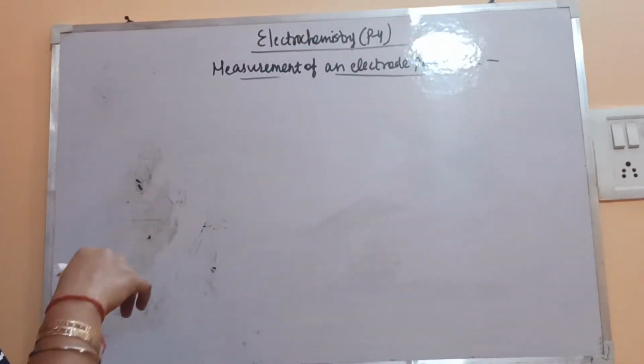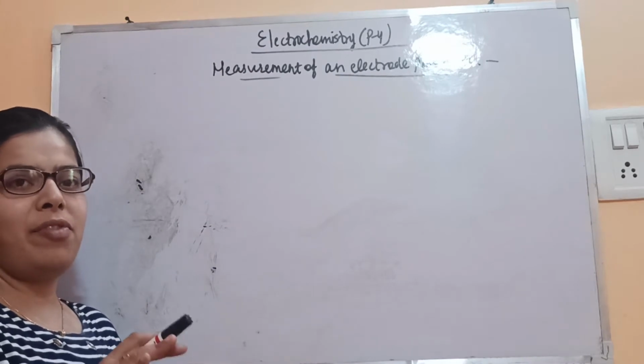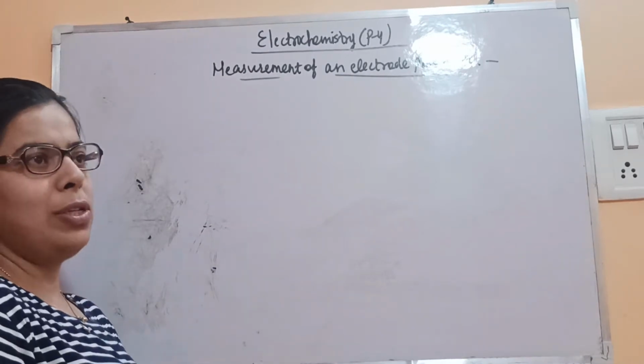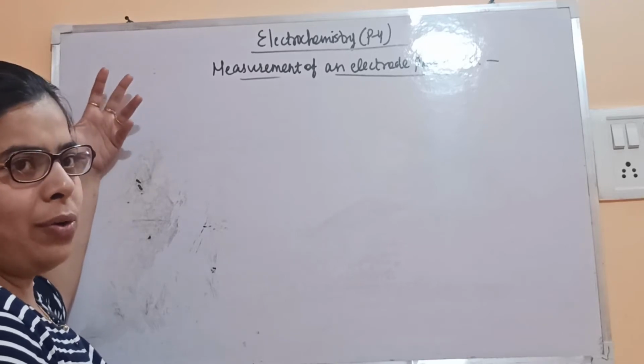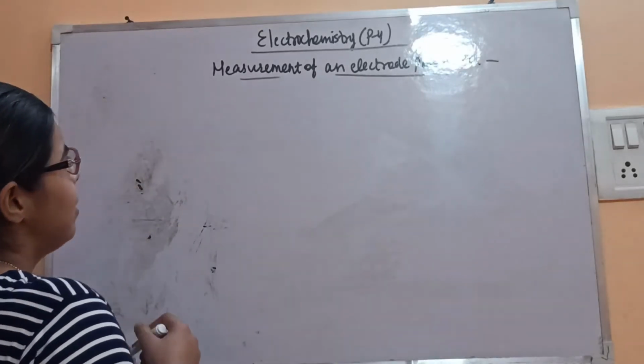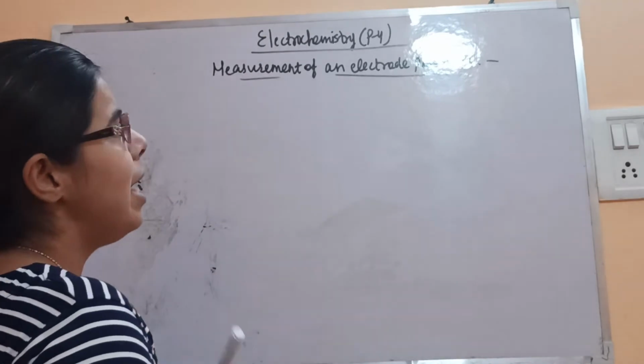So up to your level you only have to study the hydrogen as a standard reference electrode, but other reference electrodes are also there, that is the calomel, that is the mercury electrode, and silver electrodes. Okay, now let's see how to measure an electrode potential.